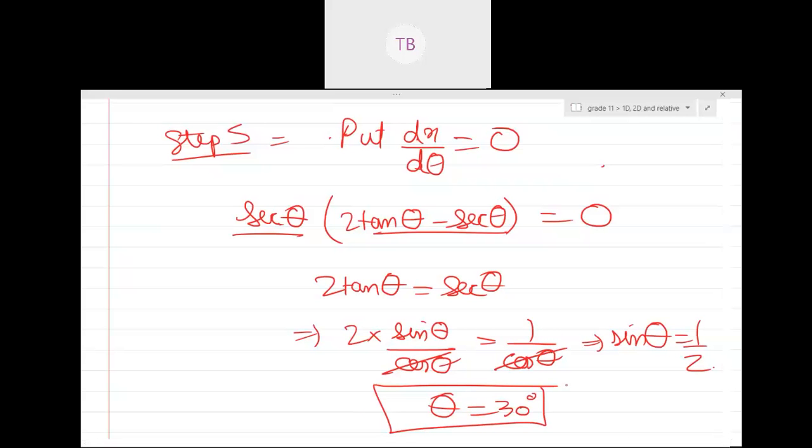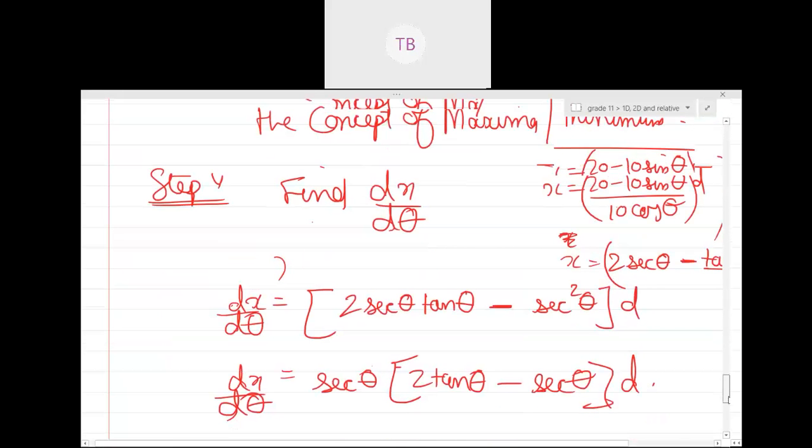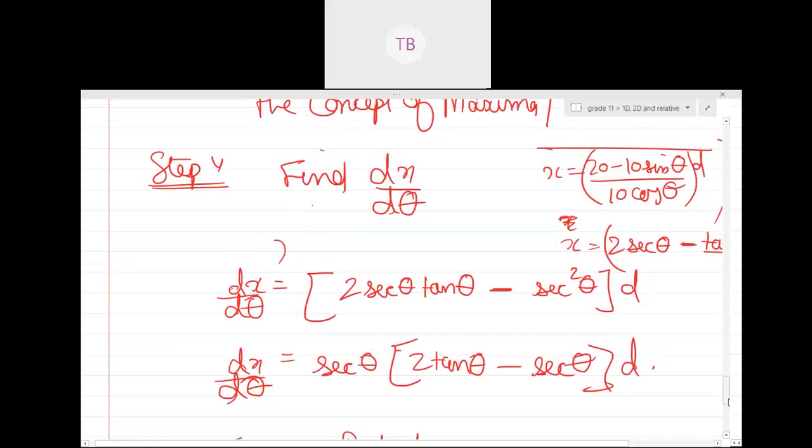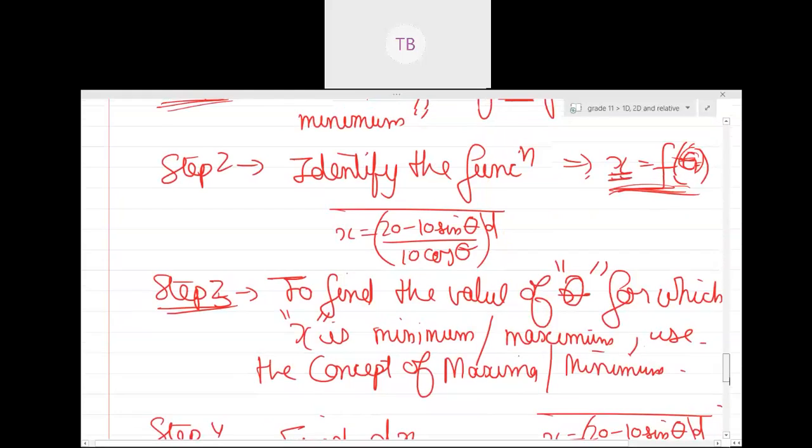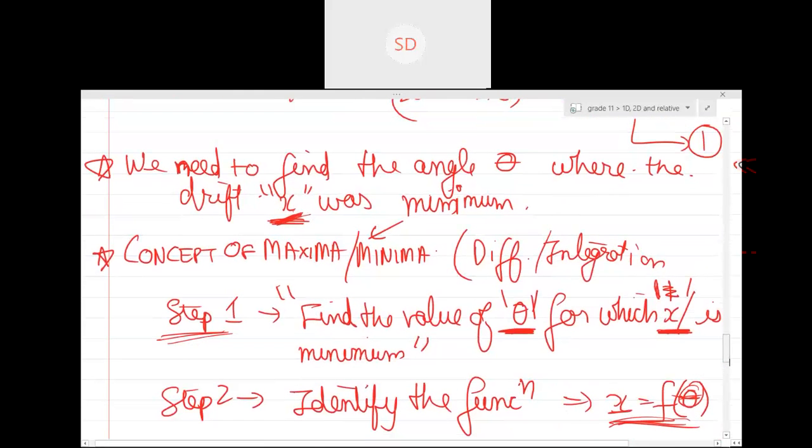So could you scroll up, sir? यहाँ से you'll understand this particular thing, that when theta is 30 degree, at that particular angle the drift will be minimum out of all the possible angles. Yeah, sure. लिख लो, अभी के लिए लिख लो. अभी नहीं समझ में आया तो at least write it.